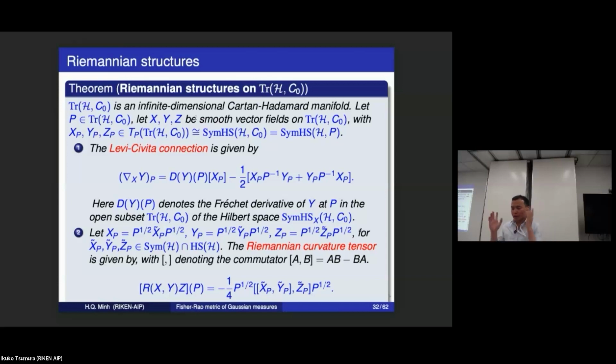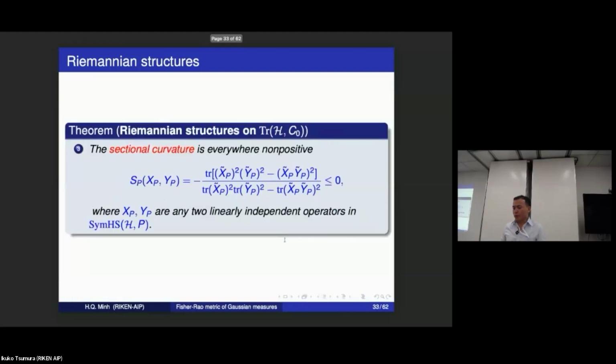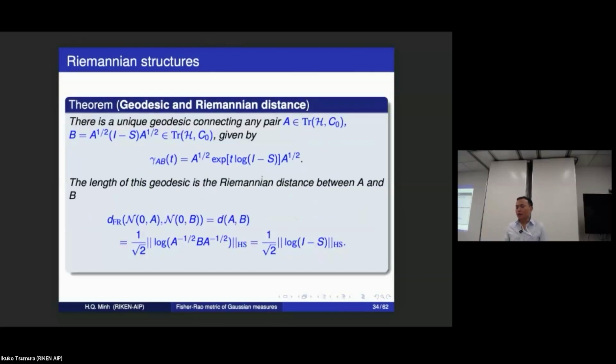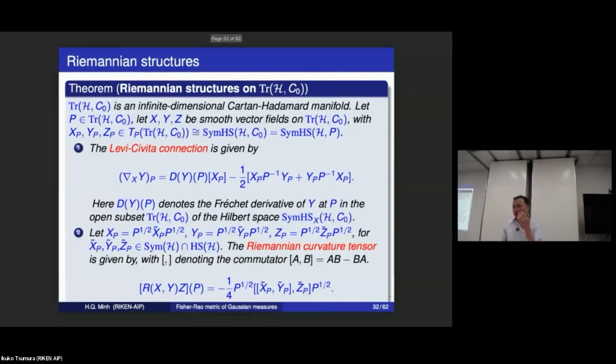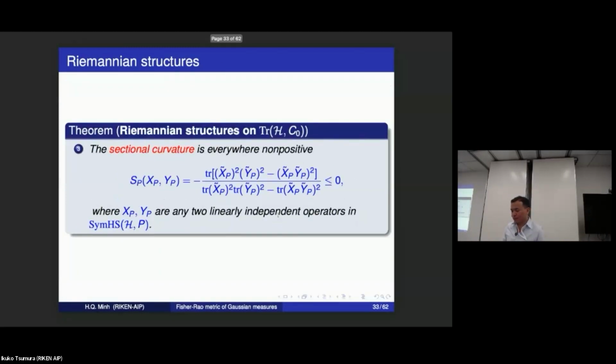We can compute many things on the Riemannian structures on these manifolds. We can compute the Levi-Civita connection, the Riemannian curvature tensor, the sectional curvature, anything we want. The expressions are basically the generalization of the finite dimensional setting, except that we explicitly use the extended Hilbert-Schmidt operators. This is actually a crucial component in the formulation.